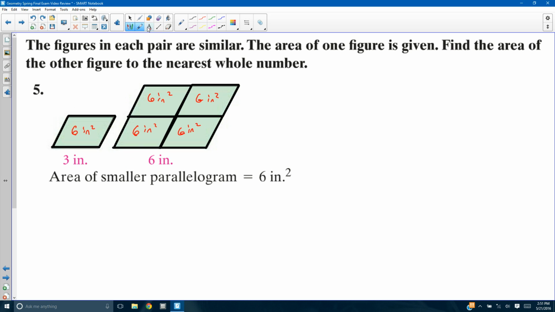It's kind of bouncy off the thing. I don't really like that red anymore. And 6 times 4 is 24 square inches. So that's the area of the larger parallelogram. And that is rounded to the nearest whole number already.